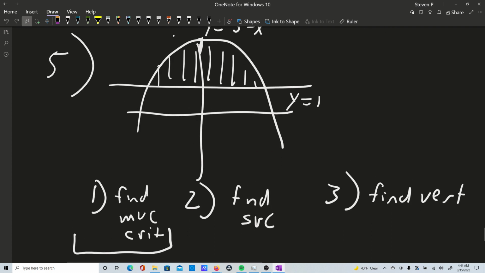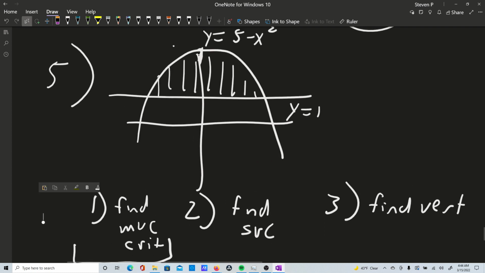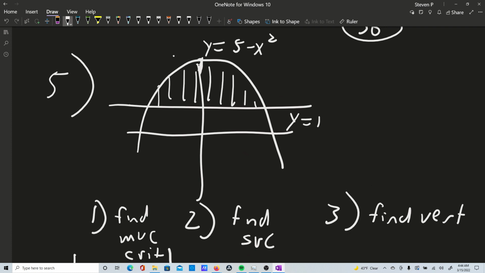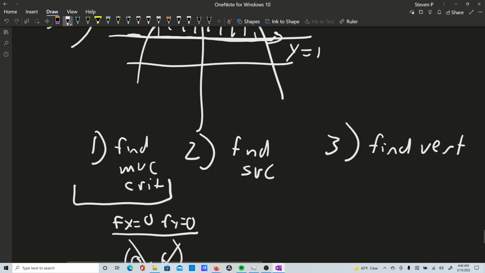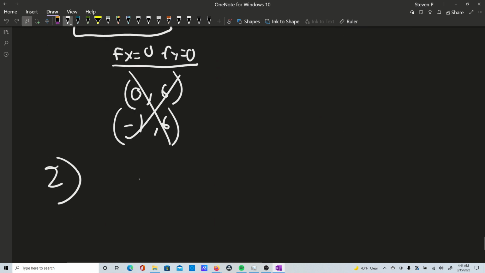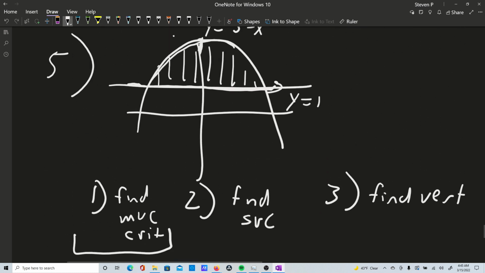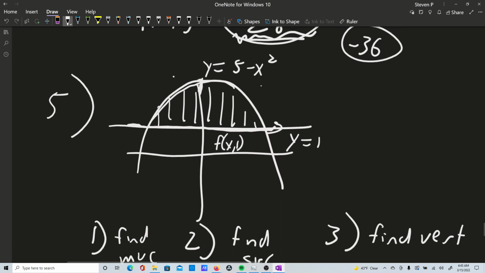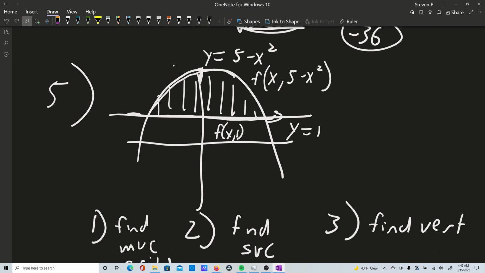So, okay, now we find the single variable calculus crit points, and now is where things turn into a pain in the butt. Whereas before we had four really nice straight lines, now we have one nice straight line, but we have a parabola we need to contend with. So this line right here is f of x comma 1, and this curve right here is f of x comma 5 minus x squared, right? All I'm doing is plugging in the value of y, replacing it with 5 minus x squared.